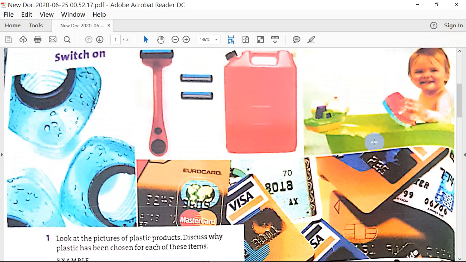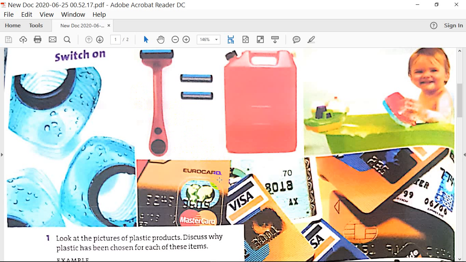Also they use it for children to play in, because it's easy to carry, easy to shape, and it's not expensive like metal. It's cheaper than metal and other materials. They use it for razors because it's easy to hold and easy to shape, easy to mold. If we made it from metal, it would be heavy, and this is thin, and you can shape it. We can use it easily, and it's portable.